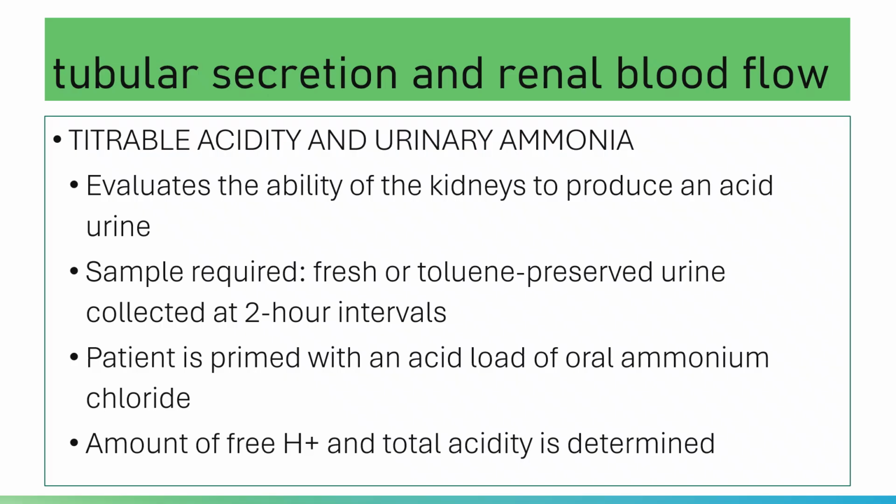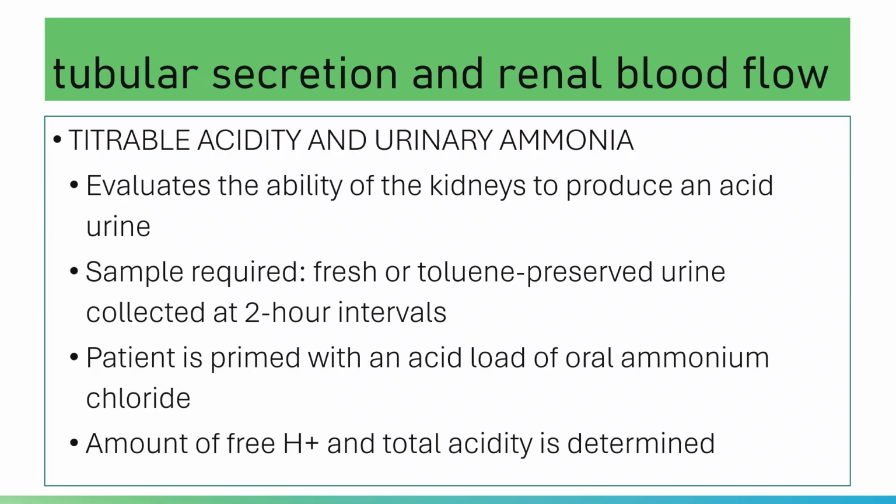The sample required for titrable acidity and urinary ammonia is fresh or toluene-preserved urine collected at 2-hour intervals, after the patient is primed with an acid load of oral ammonium chloride. After that, you measure the amount of free hydrogen ions and the total acidity.